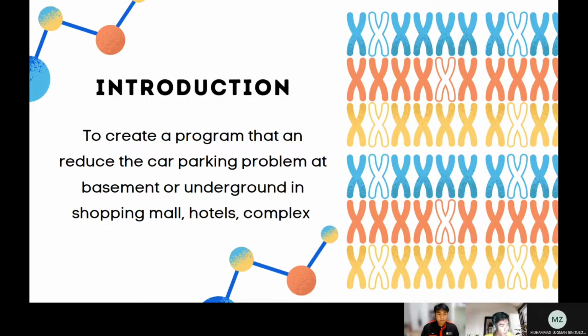So for the introduction, the general idea of this project is to create a program that can reduce the car parking problem at basement or underground in shopping malls, hotels, and complexes. The entry and exit at the basement is a single lane passage and it needs traffic lights to control cars. Here, we consider two light indications for car control. Red lights prohibit cars entering or leaving, while green lights allow cars entering and leaving.